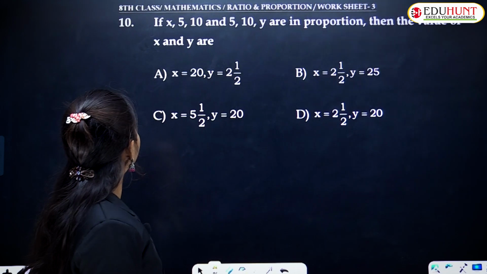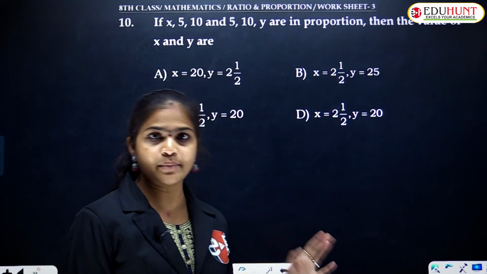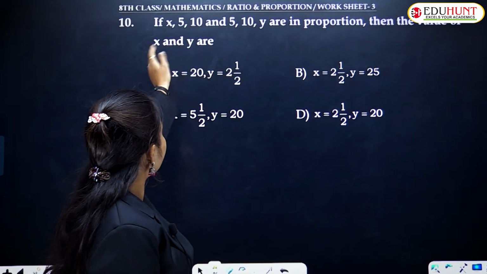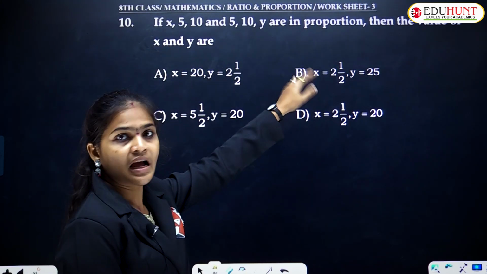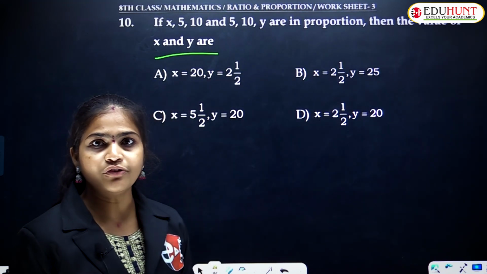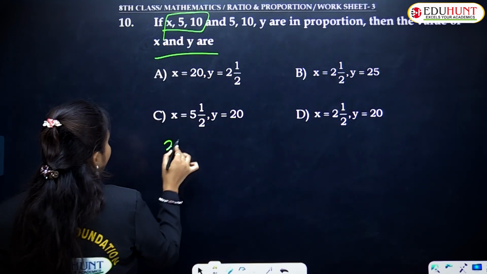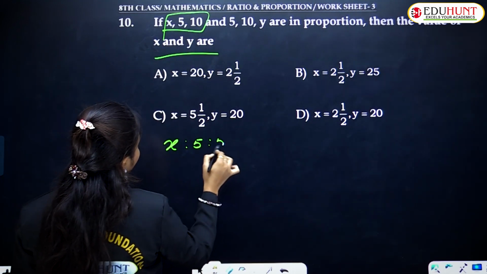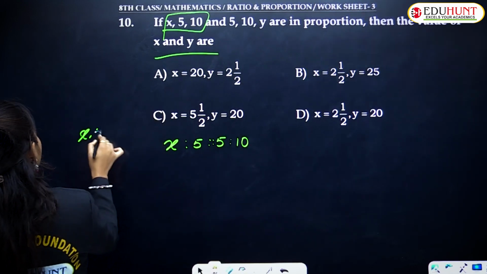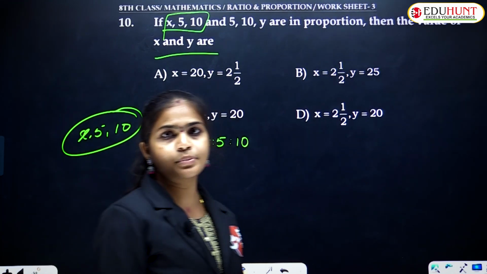Let us say question number 10. Question number 10 is also just like the previous one, the same model only, but here two sets of values are given. X, 5, 10 and 5, 10, Y are in proportion. Then find the value of X and Y. So first, for the first set of numbers, X is to 5 as 5 is to 10. Why? Because they have already given that X, 5, 10 are in proportion.